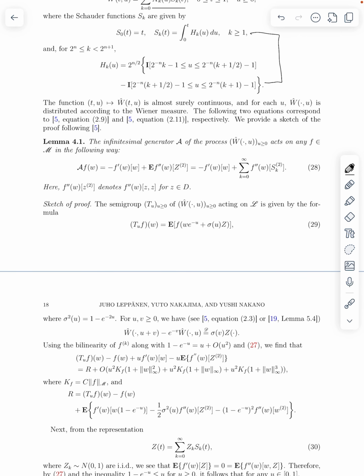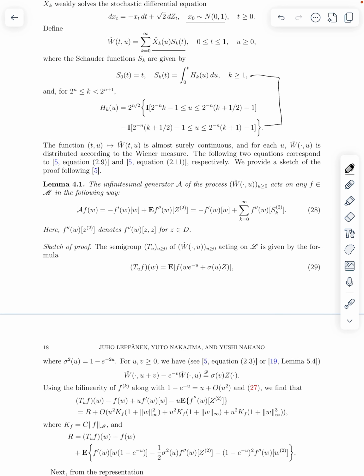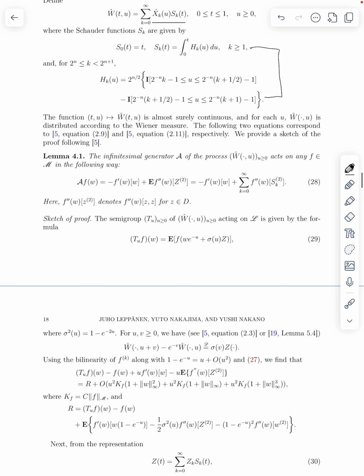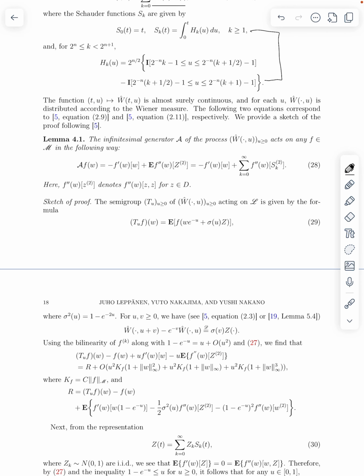Okay. And so the function from t to u is almost surely continuous. The way to think about that is that all of the path laws themselves are continuous, and of course the functions themselves are continuous. So in a weak argument sense, the point is that these things are going to be almost surely continuous across the board. You have to be careful about that, of course, but it's not as bad as it may seem. So the following two equations correspond to this.